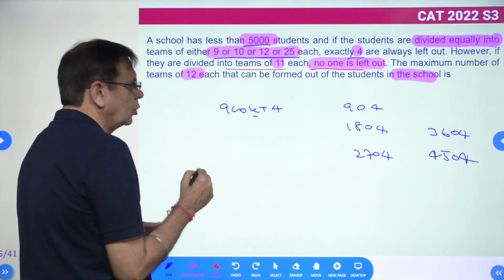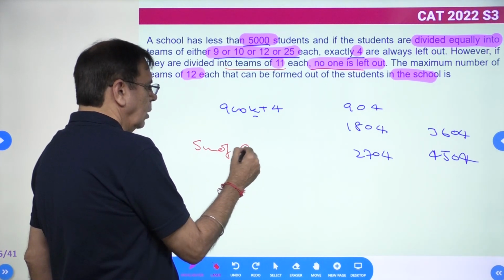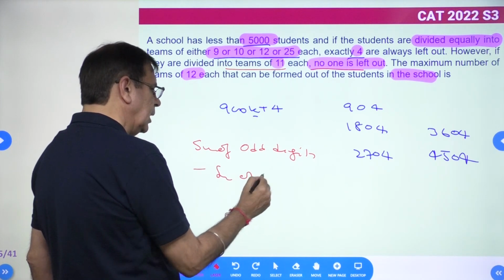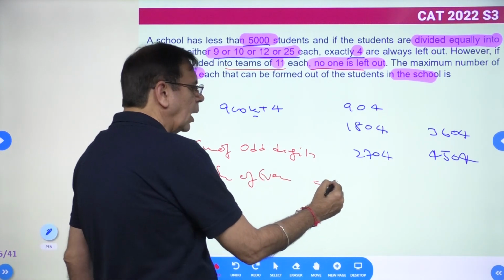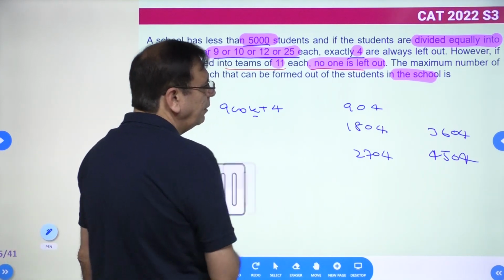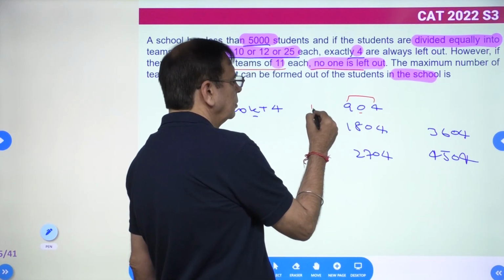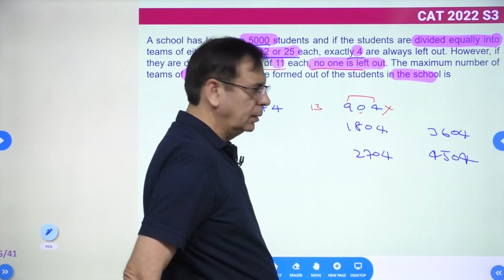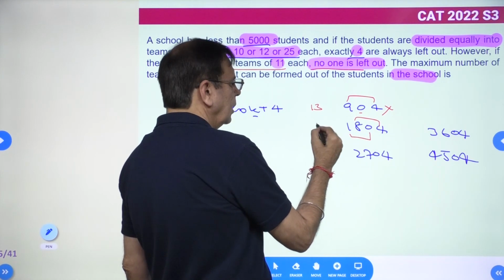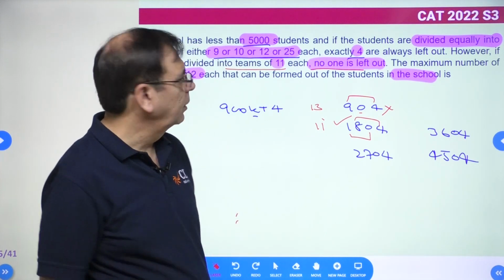Let me say sum of odd digits minus sum of even digits should be equal to either 0 or a multiple of 11. Okay? So sum of odd digits take na, sum of even digits take na. What is this? 9 plus 4, 13. 13 minus 0, 13. Not a multiple of 11. 12 minus 1, 11. Multiple of 11. Others will not be a multiple of 11.